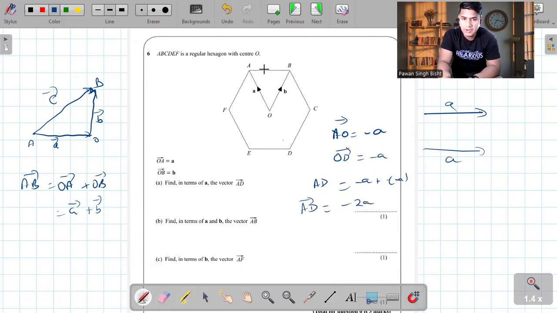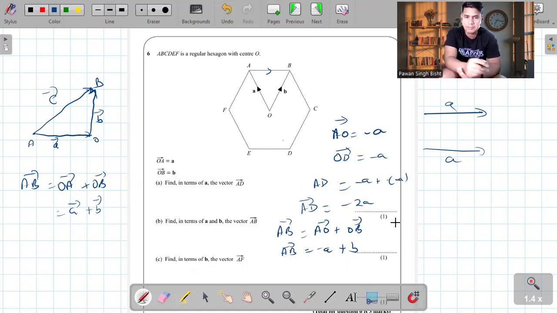Now you have to find the column vector AB in terms of A and B. So AB is from A to B. I told you, you cannot go directly from A to B. So what you have to do, you have to follow this path, AO plus OB. So vector AB is equal to AO plus OB, right? So OA is A, so AO will be minus A. OB is B. So vector AB is minus A plus B. So that will be the answer for the second part.